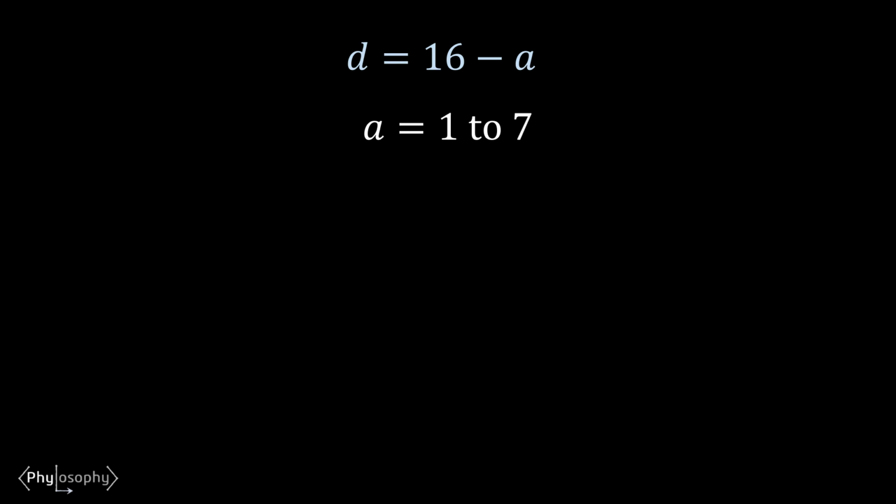Now from 1 to 7, a could take any value, that is any even or odd values. But if a is even, then d will also be even. And then a and d will have 2 common factors, 1 and 2. But in the question it is given that all the elements are pairwise co-prime. That is, they can only have one common factor and it should be 1. Therefore, we can conclude that a should be odd. That is, a can take values 1, 3, 5, 7.